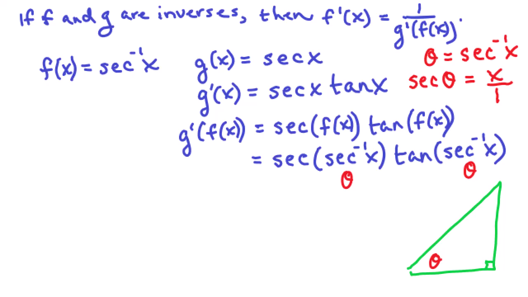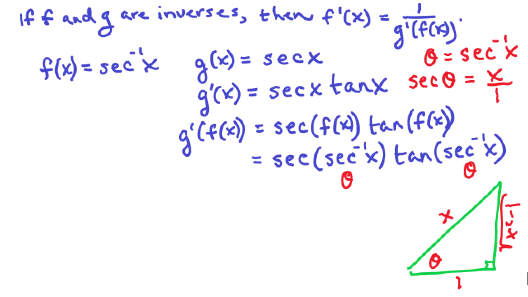Now, what we need to recall from trigonometry is that secant is the reciprocal of cosine, and in a right triangle, cosine is the adjacent side over the hypotenuse. So that means that secant is the hypotenuse over the adjacent side. So we're going to label the hypotenuse as x and the adjacent side as 1. Then using the Pythagorean theorem, we can determine that the opposite side is the square root of x squared minus 1.